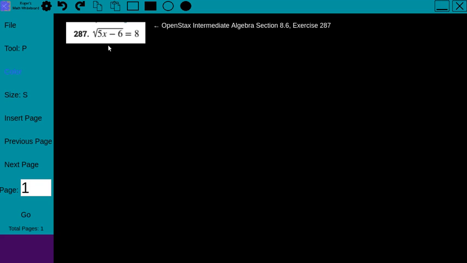This particular problem is from the OpenStax Intermediate Algebra textbook. Great textbooks, by the way, you should check them out, link in the description. This particular problem is from section 8.6. It's problem number 287, or exercise number 287.